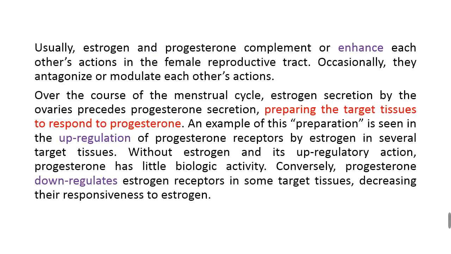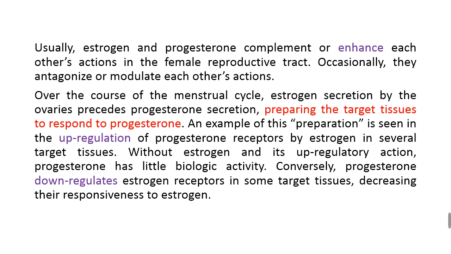Usually, estrogen and progesterone complement or enhance each other's actions in the female reproductive tract. Occasionally, they antagonize or modulate each other's actions. Over the course of the menstrual cycle, estrogen secretion by the ovaries precedes progesterone secretion. Why? Preparing the target tissue to respond to progesterone. What does this mean? We will see in the example.